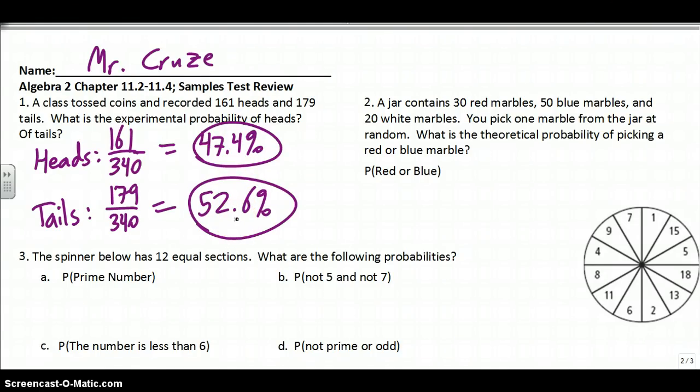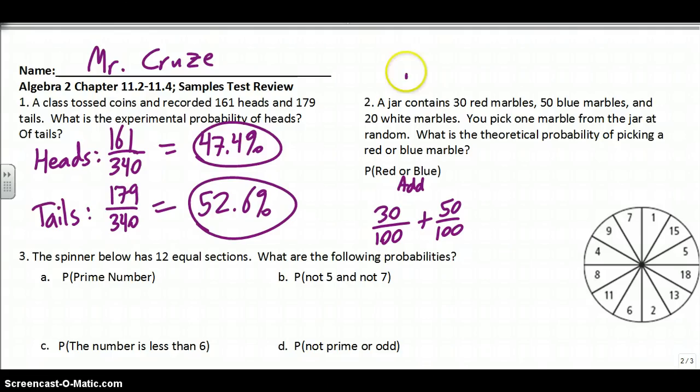Okay? Number 2, a jar contains 30 red marbles, 50 blue marbles, and 20 white marbles. I pick one marble from the jar. What's the theoretical probability of picking a red or blue? Well, or means add. So you might want to write that. Or means add. So probability of red is 30 out of, let's see, 100 marbles, plus probability of blue marble, which would be 50 out of 100.